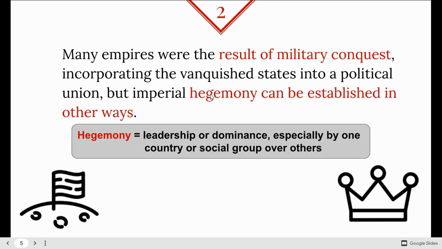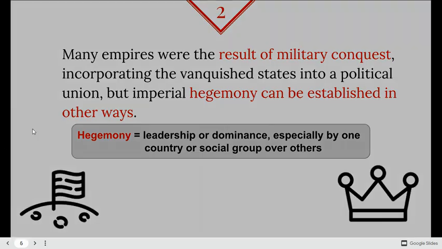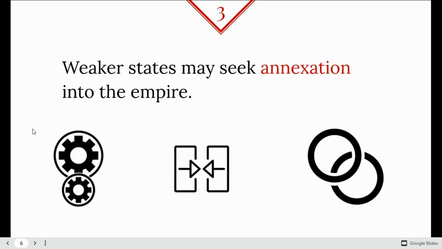In some cases, they use economics or other tools. So we'll actually see with some of the examples in the US, that we don't send in the military necessarily to take over the whole country. We just kind of bully them into it using money and business. So that's characteristic number 2. Number 3, weaker states may seek annexation into the empire. The word annexation means to be incorporated into.